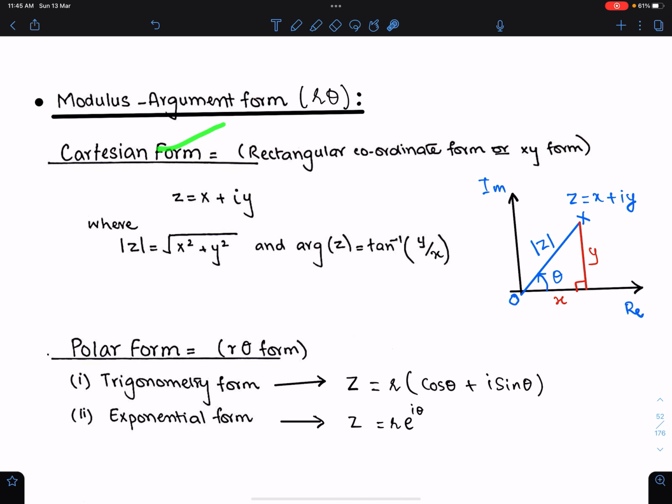Modulus argument form, that is r theta form. The Cartesian form. This is the Cartesian form, also known as rectangular coordinate form or XY form. This is the modulus in Cartesian form and this is the argument in Cartesian form. This is the imaginary part of z and this is the real part of z. And this is the argument of z and this is the modulus of z.